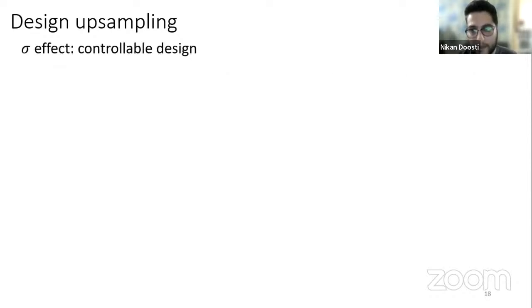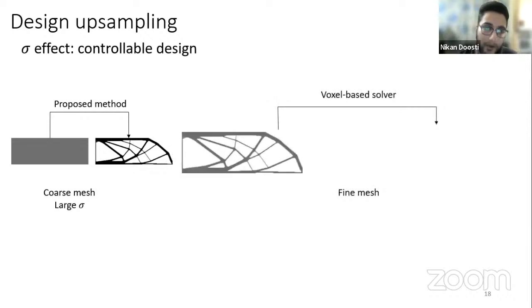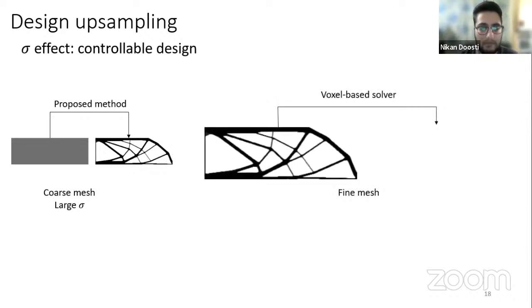And here we evaluate the quality of designs upsampled to a fine mesh by measuring how much a traditional topology optimizer can improve the design. If the design was nearly optimal, this improvement will be small. So to show this, we first use a coarse mesh and large sigma to obtain an intricate design. So using our proposed method, we expect to get a design similar to this, which we consider an intricate one. Then we interpolate it to a finer mesh using basic interpolation methods such as bilinear.